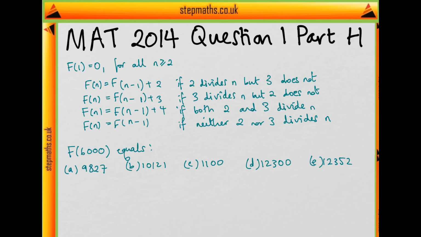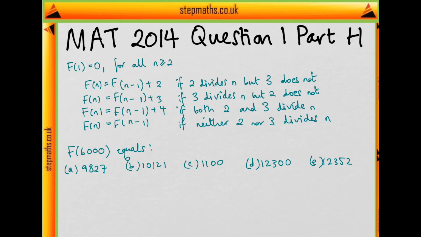Well, if you look at how the function is defined, each time I'm just going to reduce the argument of f from n to n-1, and then I will add on a different amount, 2, 3, 4 or nothing, depending on whether n is divisible by 2 or 3, or neither or both. So really we just need to work out what we're going to be adding on each time. And a much quicker way than going through from 6,000 all the way to 1 would just be to work out how many times we're going to have to add 2, i.e. how many n's are going to be divisible by 2 but not 3, and how many times we're going to have to add on 3, so how many numbers are divisible by 3 but not 2, and how many times we're going to have to add 4 and nothing.